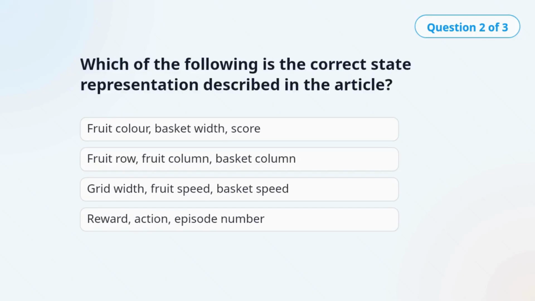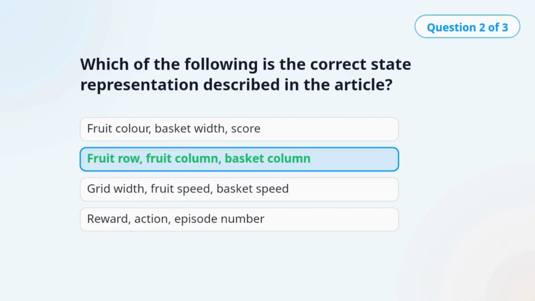Question 2. Which of the following is the correct state representation described in the article? The correct answer is fruit row, fruit column, basket column. The environment state is defined as a 3-dimensional tuple containing fruit row position, fruit column position, and basket column position.